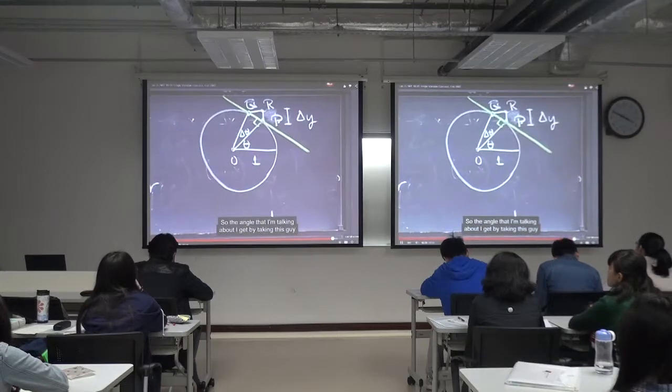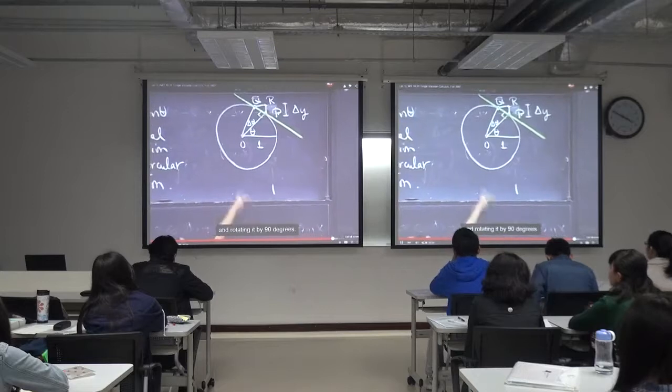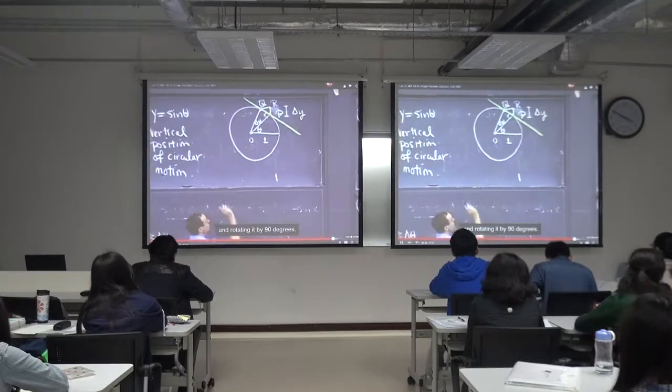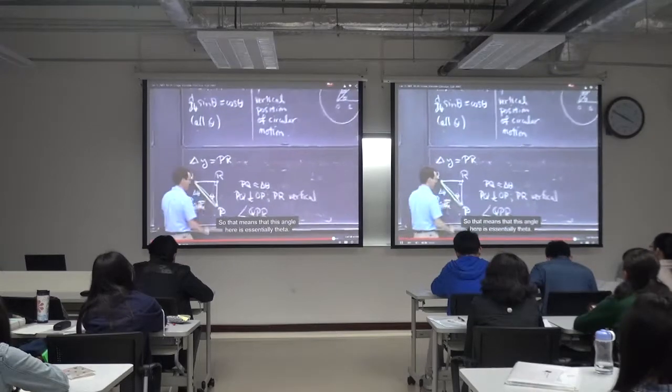So the angle that I'm talking about, I get by rotating this by 90 degrees, and it's the same angle. So that means that this angle here is essentially theta.